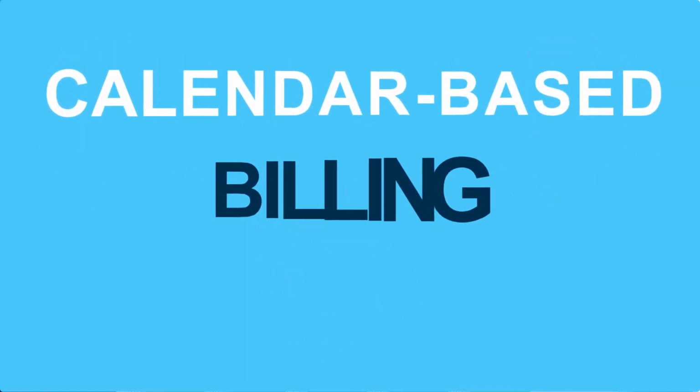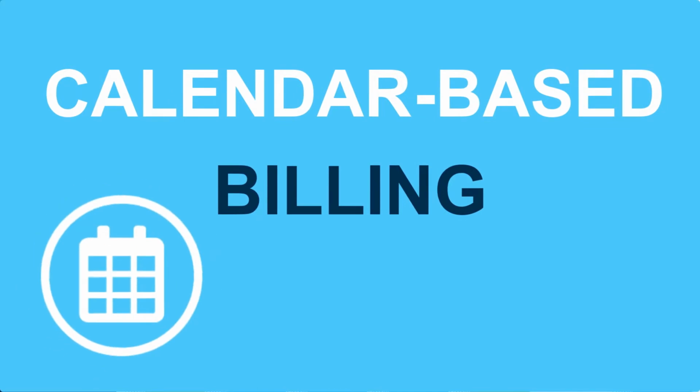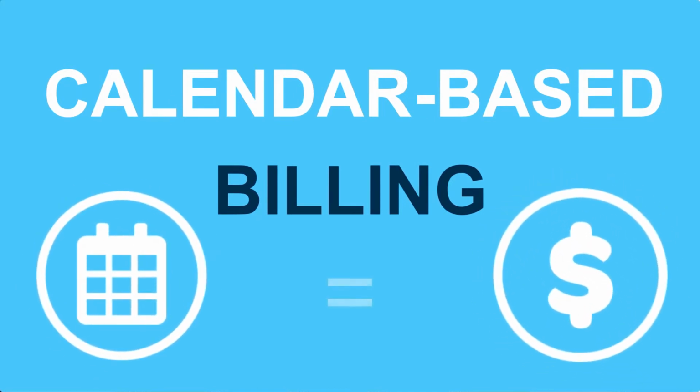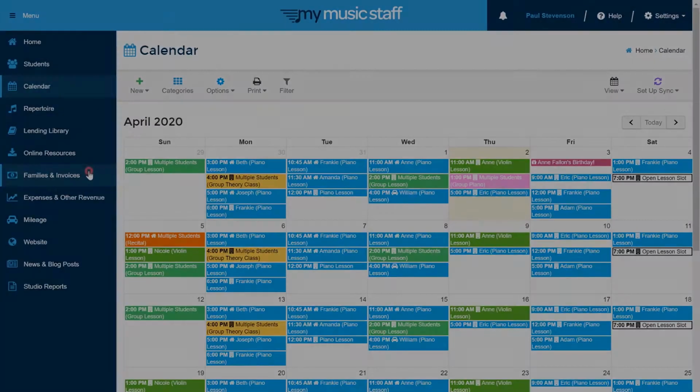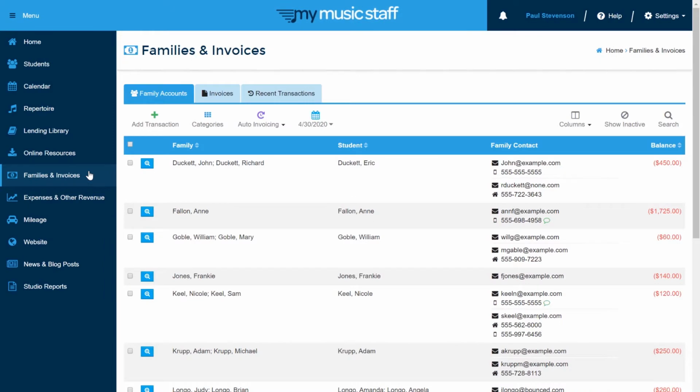So, you've told the system how much to charge each student for their lessons, and now you've told the system when their lessons are. What you can't see is the system working behind the scenes to calculate how much each student owes you. This is what we call calendar-based billing. Keep your calendar accurate, and your billing will be accurate as well. All of this is being calculated in the Families and Invoices menu.